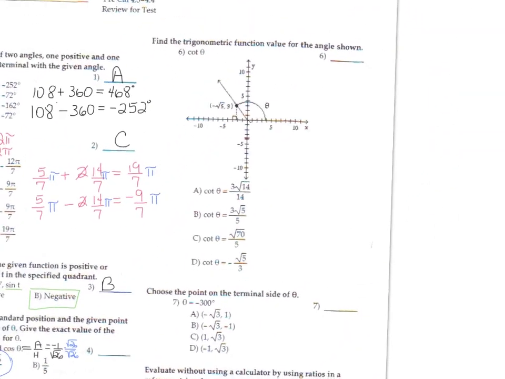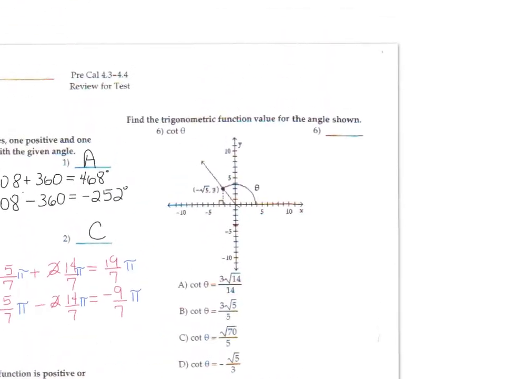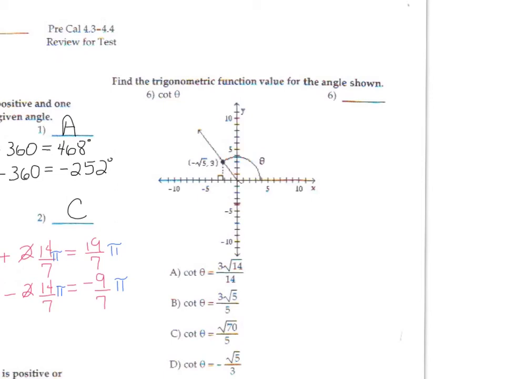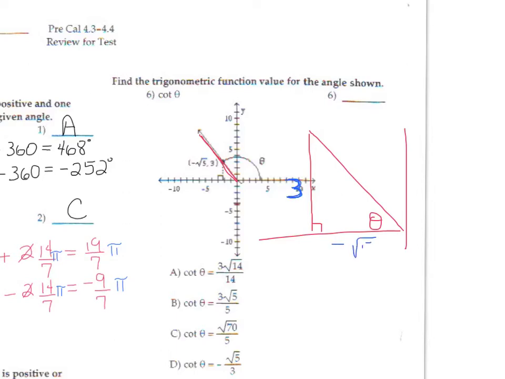Problem number 6. In number 6, all they want is cotangent. See here, you have to get the value. Okay, so let me just draw this a little bigger. So they have the coterminal angle. The coterminal side is this one right here. So that is the one that I drew. So this is the theta. So then what is the opposite? Well, the opposite is going to be the y value on this point right here. So that would be 3. So this is 3. Okay. Then the x, well, that's negative square root of 5.